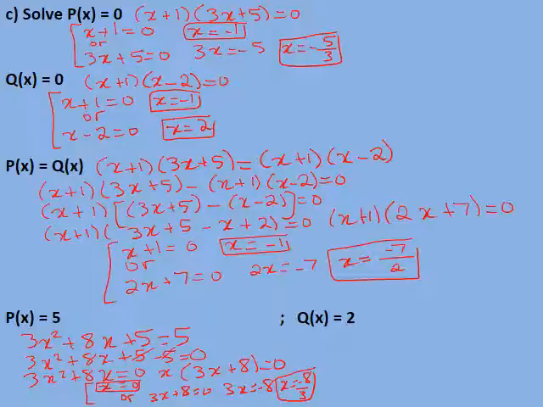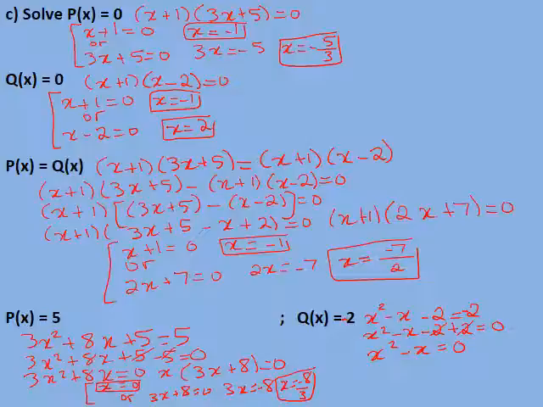Now Q of x is equal to minus 2. What's the expanded Q of x? Give me the expanded Q of x. Yes, Ala? x squared minus x minus 2 is equal to minus 2. So x squared minus x minus 2, we get the minus 2 to the second part, is equal to 0. Minus 2 cancels plus 2. What do we get? x squared minus x is equal to 0.